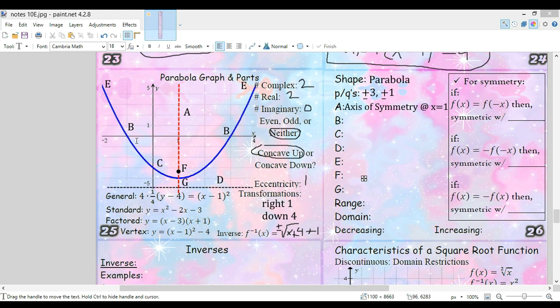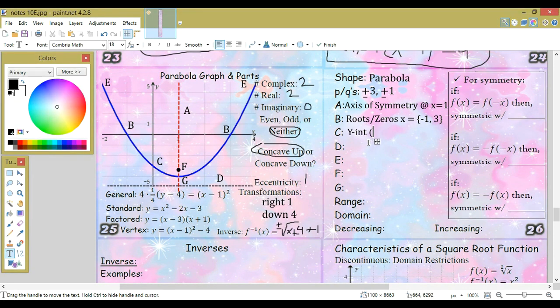B are the roots. These are your solutions. These are your real zeros. The x-intercepts. C is your y-intercept. That's where it crosses the y-axis. And that's going to be at 0, negative 3.